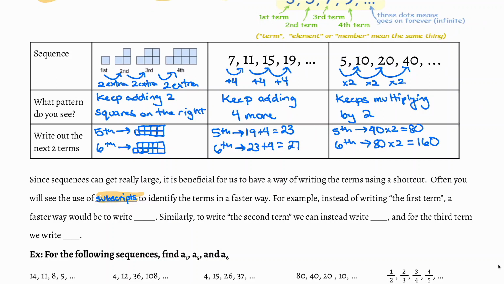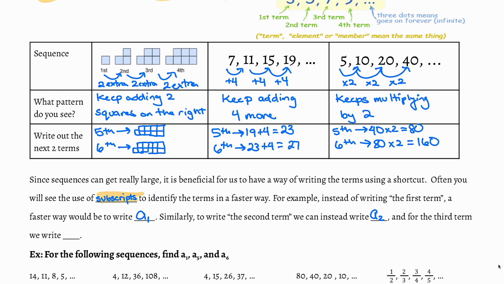For example, instead of writing the first term, a faster way is to write this thing as a sub 1. When I say a sub 1, that doesn't mean a times 1. That means your first term. It's just the first one in the list. Similarly, to write the second term, we can instead write a sub 2. Again, that doesn't mean take a and multiply it by 2. It's just giving it a name. It's just saying your second term, okay?